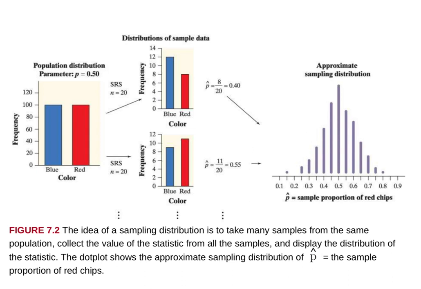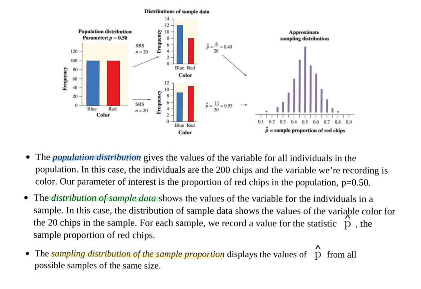So our dot plot shows the approximate sampling distribution of the sample proportion of red chips. There are three major takeaways from an example like this. One is that the population distribution gives the values of the variable for all individuals in the population. So in our case, the individuals are the 200 chips and the variable is the color, whether it's blue or red. And our parameter of interest is the proportion of red chips in the population, where the probability of pulling one is 1/2 or 0.5.